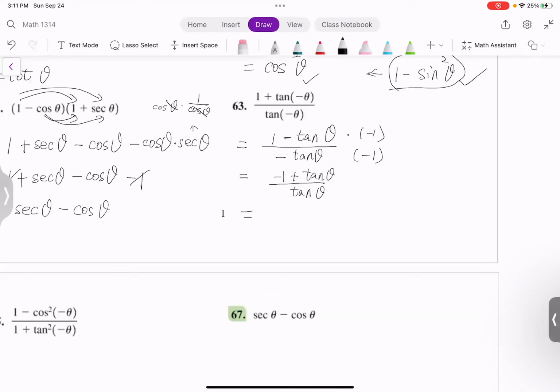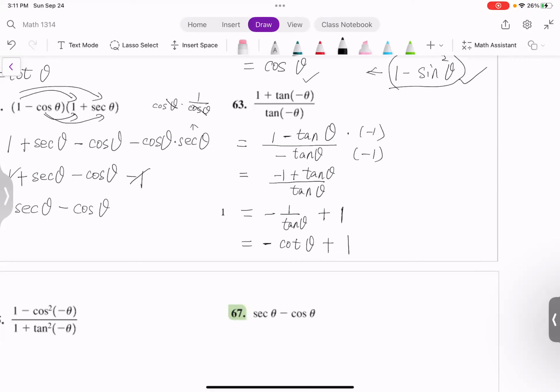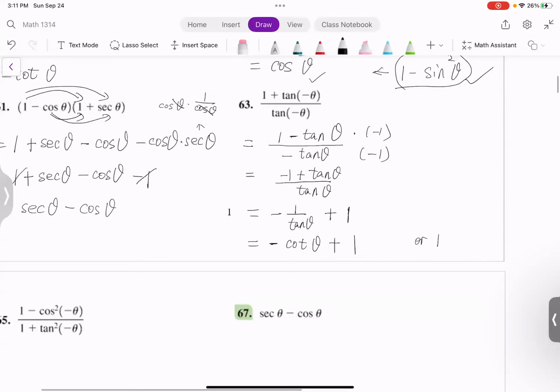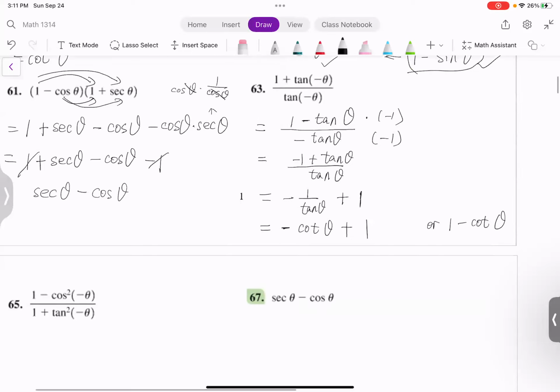So let's separate the tops. We have -1 over tangent theta plus tangent theta over tangent theta, which is 1. Let's continue to simplify the first term. -1 over tangent theta is negative cotangent theta because of the reciprocal properties, plus 1. You get full credit if you have this. Or you can swap the 1 and negative cotangent theta, so you say 1 minus cotangent theta. Okay, let's see the next one.